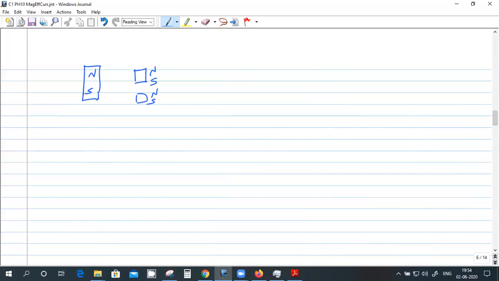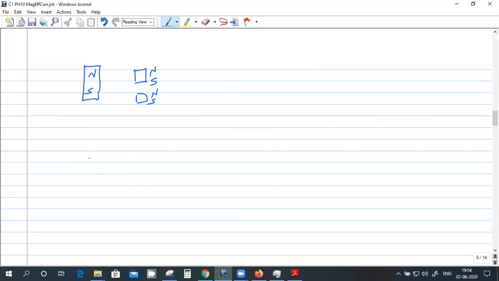So that is one major difference between the source of electric field and the source of magnetic field. This is called non-existence of magnetic monopoles. North-south combination is called a dipole. A monopole is either north or south separately. That's not possible. So this is called non-existence of magnetic monopoles. This is the source of magnetic field.